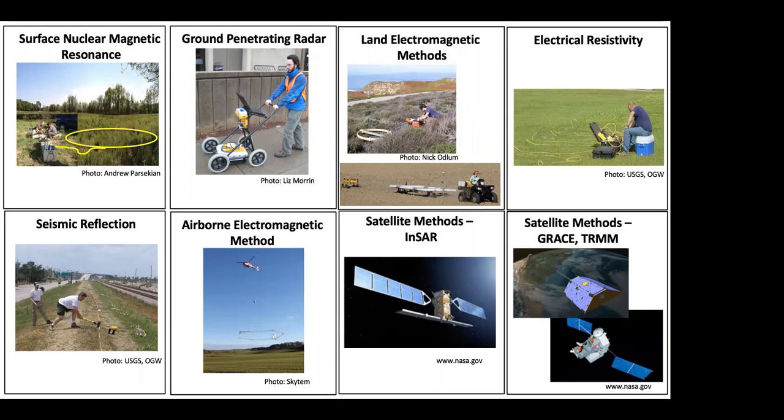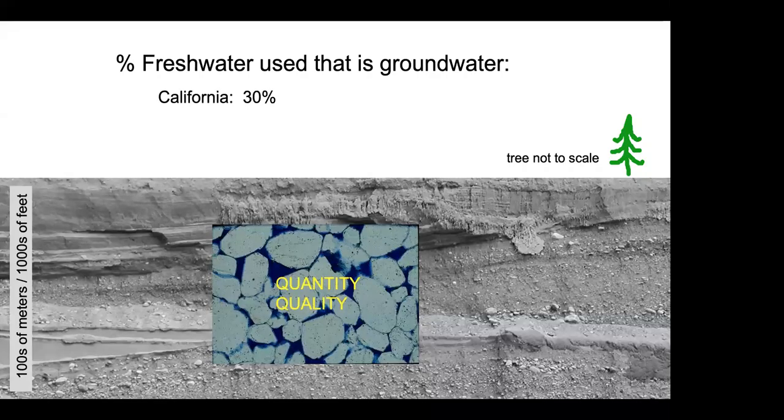Now, I should make the point that most of these methods were not originally designed for applications in groundwater science or groundwater management. So a lot of the challenge, or a lot of the fun, has been figuring out how we can use these methods and acquire data, process data, invert data in new ways to figure out the most I can get out of these measurements to help me really understand groundwater systems. So today I'm going to be talking about three methods: the airborne EM method, a satellite method, InSAR, and also a land EM method that's a towed EM system. Yes, that's me driving an ATV. So I'll be talking about examples in California where we've been using those three methods.